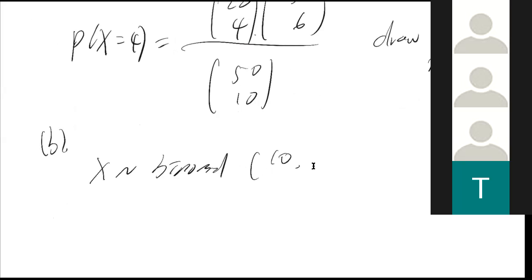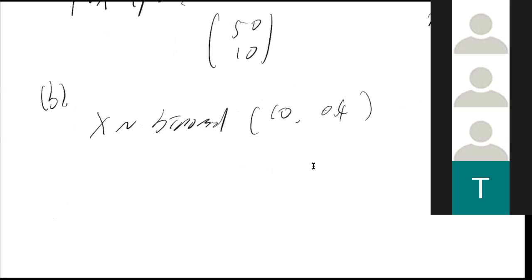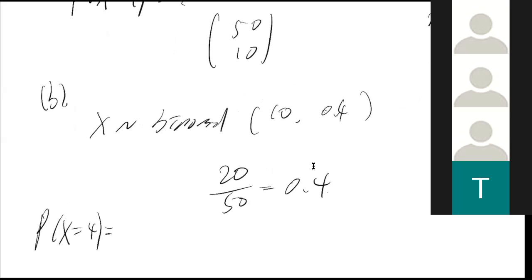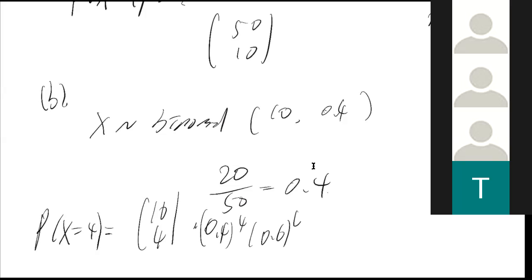So we know that we're doing 10 Bernoulli draws, and each of them has 0.4 probability of success, because we have 20 red tickets out of 50, and we call drawing a red ticket a success. So that's a 0.4 success rate. The probability of x equal to 4 for the binomial distribution is just 10 choose 4 times the success rate to the power of 4 and the failure rate to the power of 6, and that's the solution. And this is with replacement.